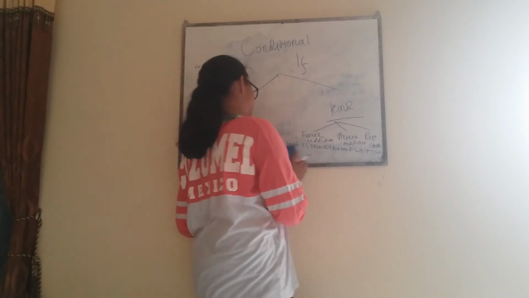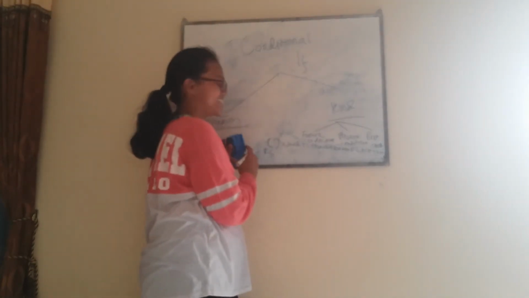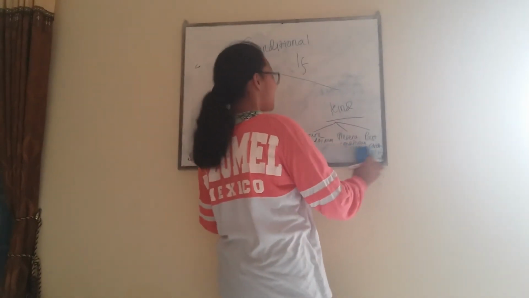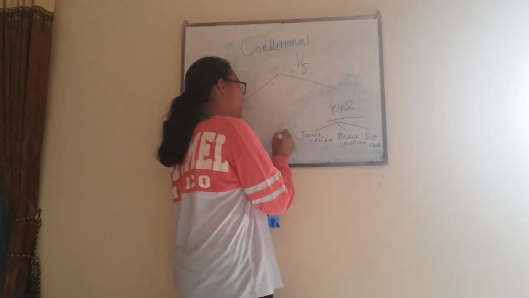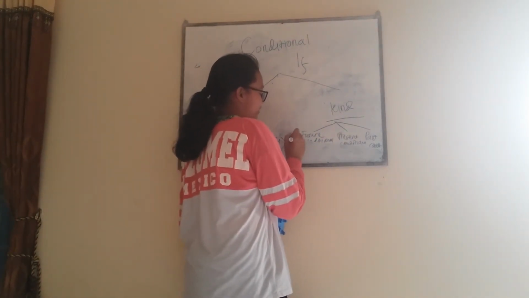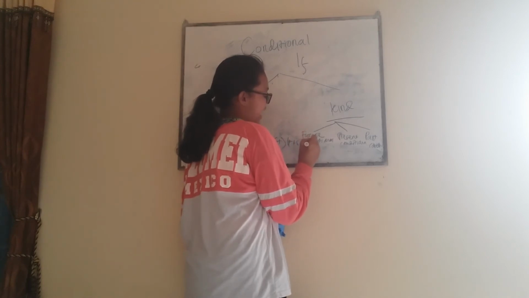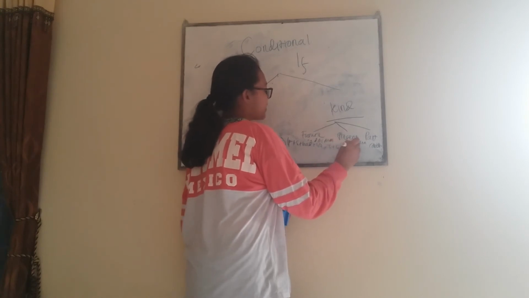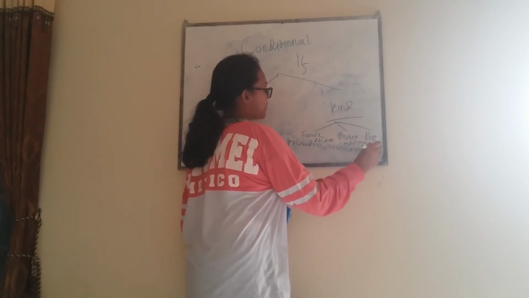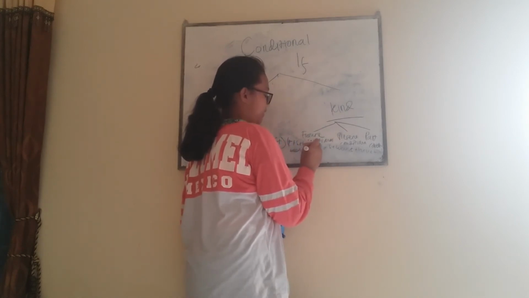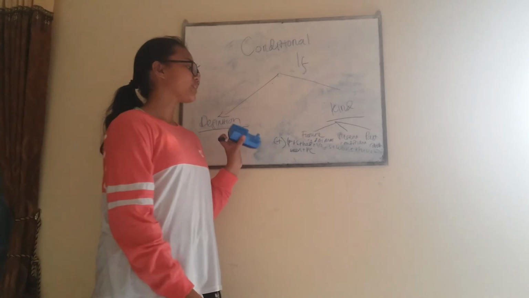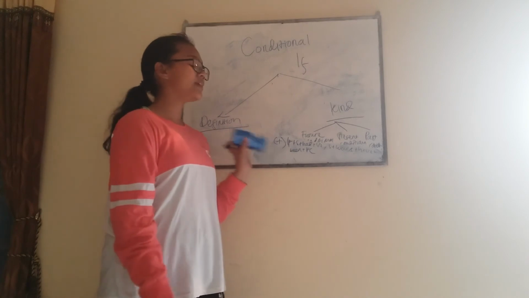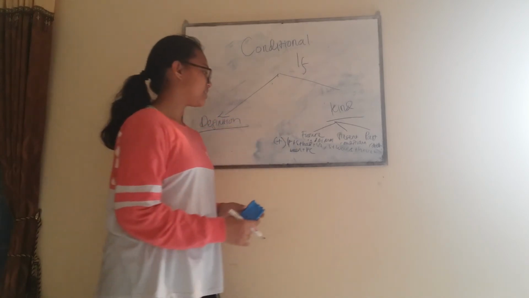And now we go to the mixed pattern. The mixed pattern in positive is if plus subject plus had plus verb 3, comma subject plus would plus have plus been plus predicate complement. For example, if I had gone to America, I would have been happy yesterday.